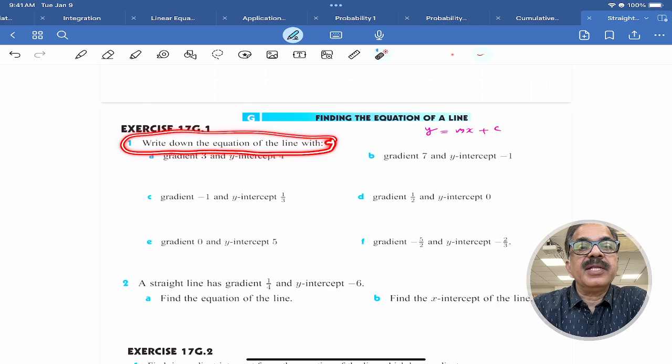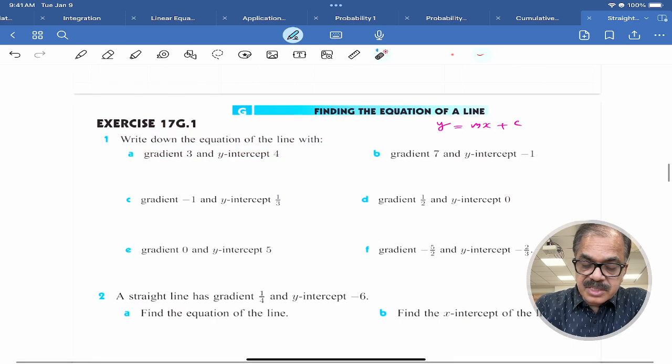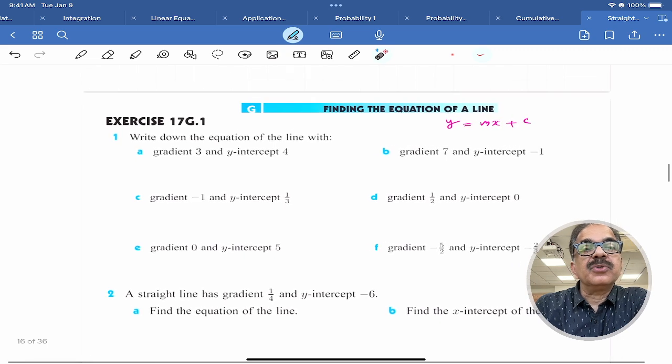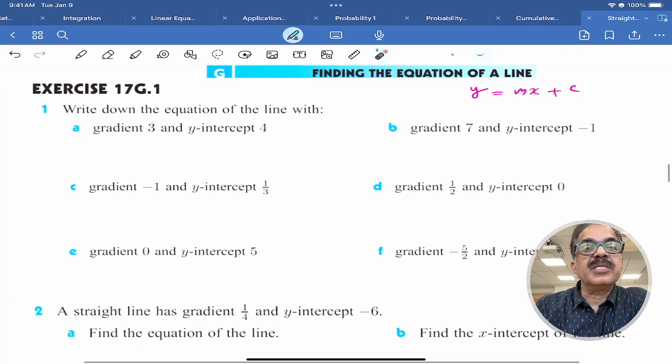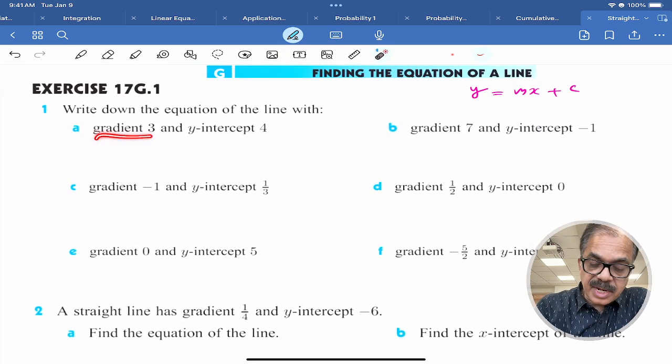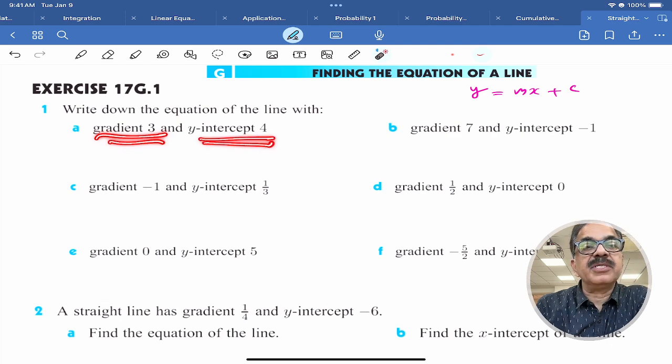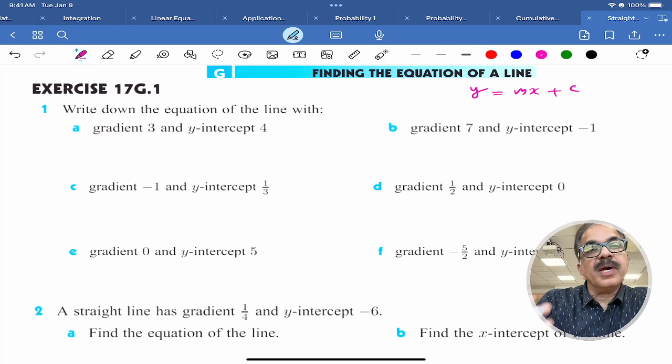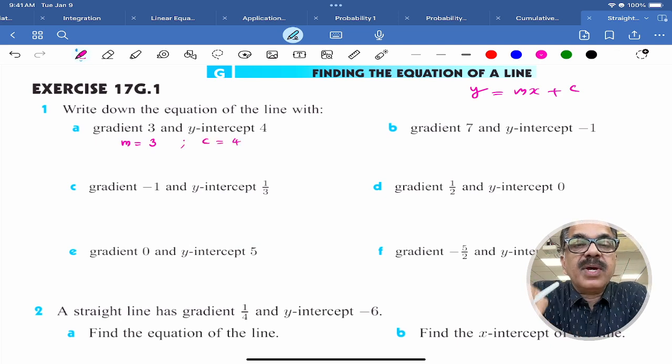So we are trying to write the equation of a line with this given information. It says the gradient is 3 and the y-intercept is 4. So I just want to put down the information first. The gradient is 3. We call that m. So m is 3. And the y-intercept, which is c, is equal to 4. So you have m, you have c.